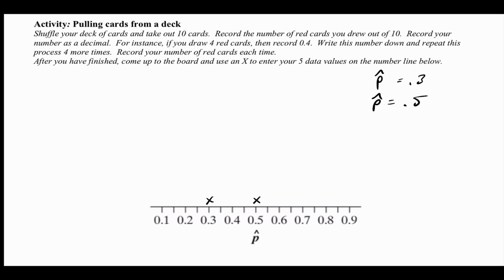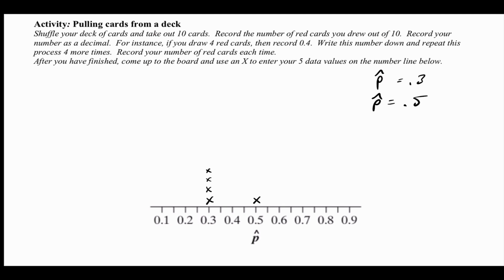Okay, so I have an X for 0.3, and I have an X for 0.5 because those are mine. So what I want you to do is tell me, just use fingers, one or two. Anybody get a 0.1? No 0.1s? 0.2s? Any 0.2s, one or two? 0.3 is like me. Anybody get a 0.3? We got one, two, three. So four total, including mine.